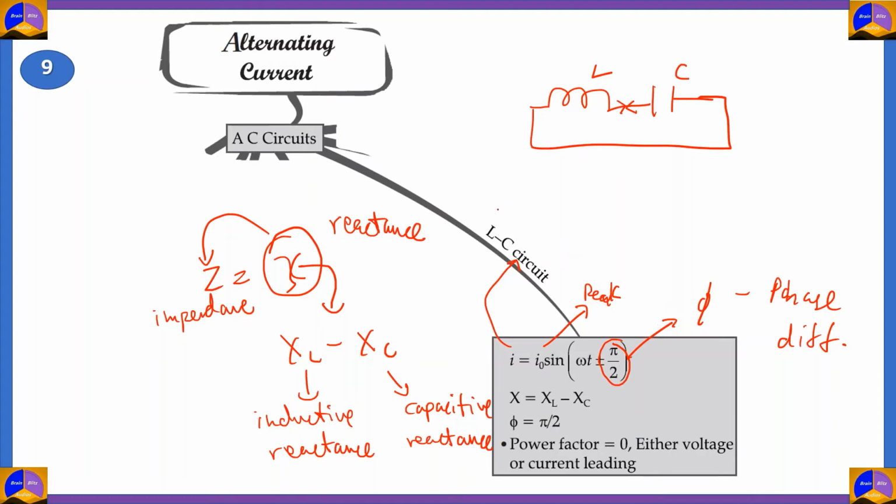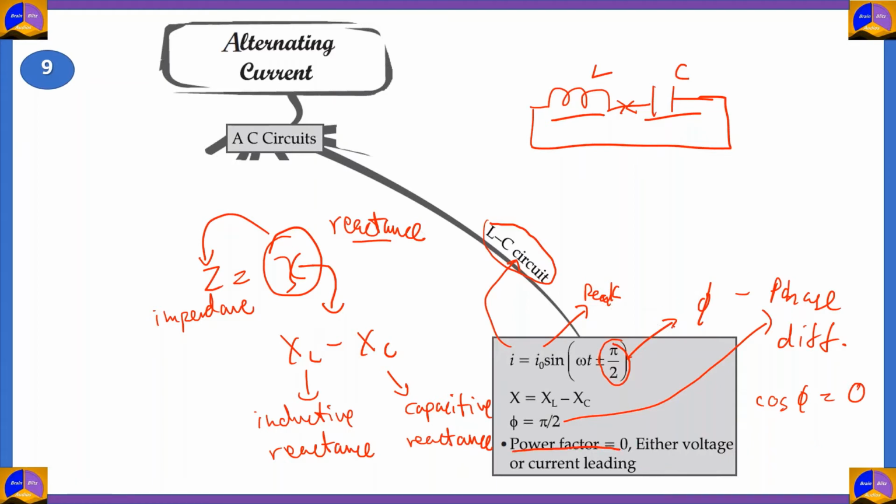Now there is no value for resistance here because the circuit is LC. There is no R, there is no resistor, so there is no resistance. There is only reactance. So the hindrance provided in the circuit is caused due to the reactance of both the inductor and the capacitor. Now, as you have seen, phi, the phase difference, is equal to pi by 2 from the equation. And since phi is pi by 2, cos phi is equal to 0 because cos 90 is equal to 0. So the power factor is equal to 0.